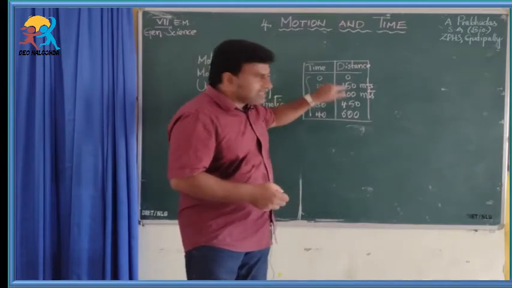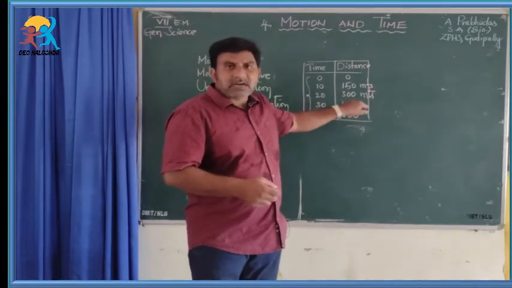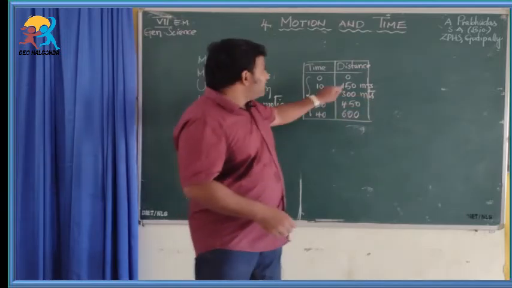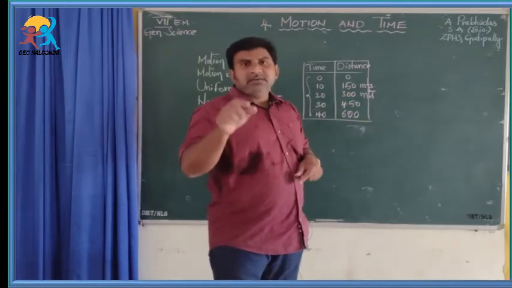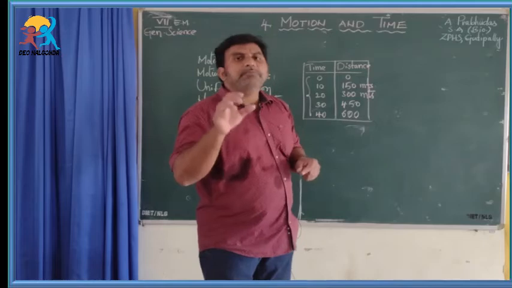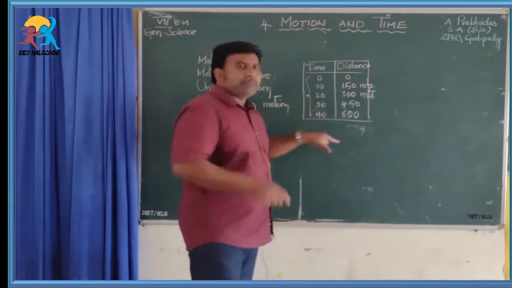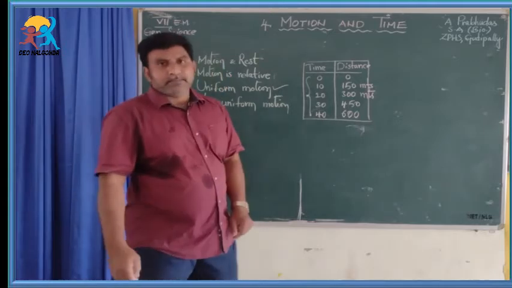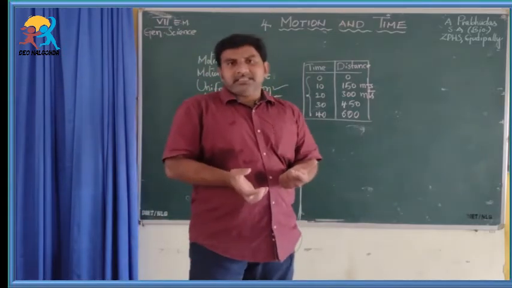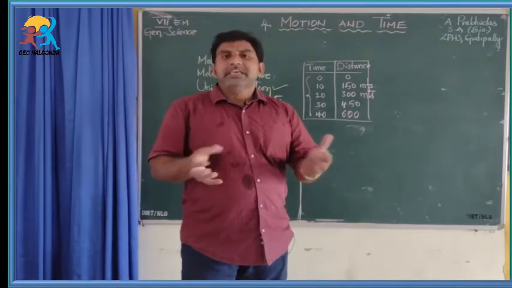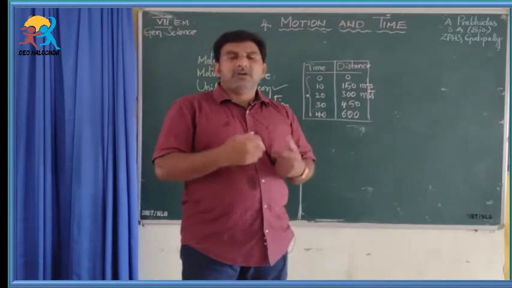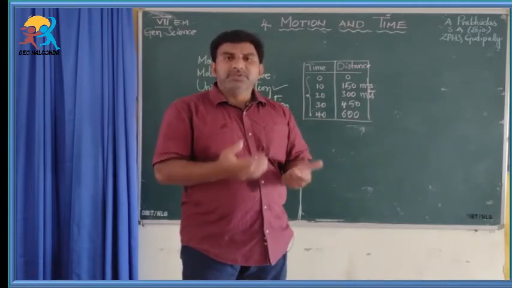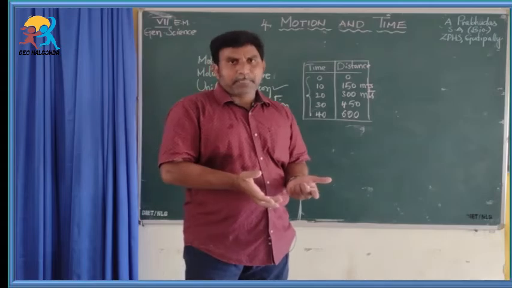So after every 10 seconds the distance covered or distance travelled by the car is always 150 meters. Such type of motion is called uniform motion. In nature we can give many examples for objects moving with uniform motion.